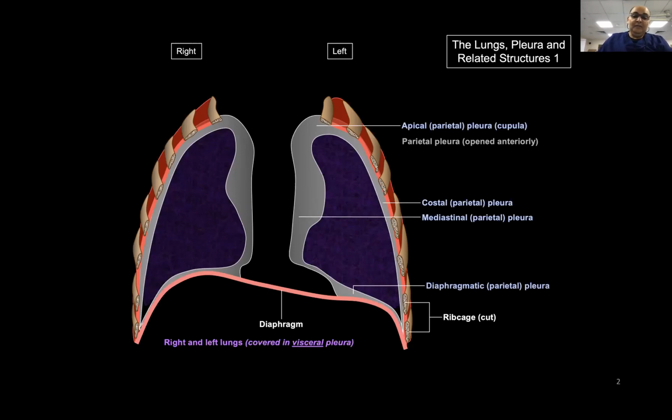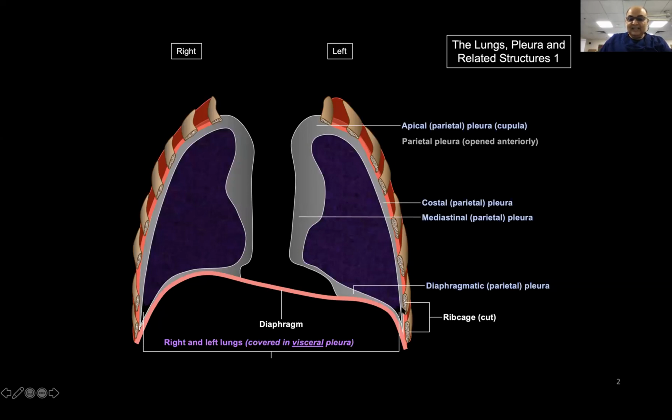So the parietal pleura, the part of it which is facing the apex, we call apical. The part which is facing the rib cage, we call the costal pleura. The part which goes to the mediastinum, we call mediastinal pleura, and the part which is facing the diaphragm, we call diaphragmatic pleura. Are we good with that? Perfect. So now, what are these? Can you see these angles?